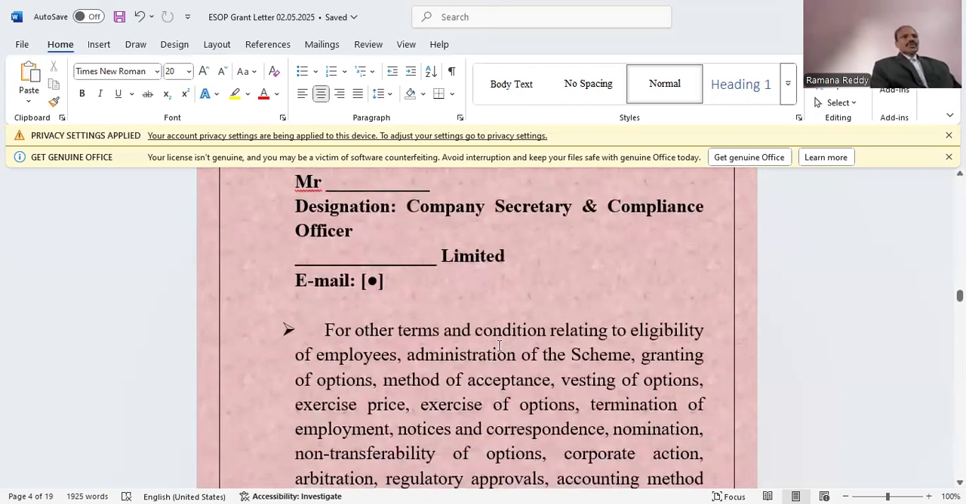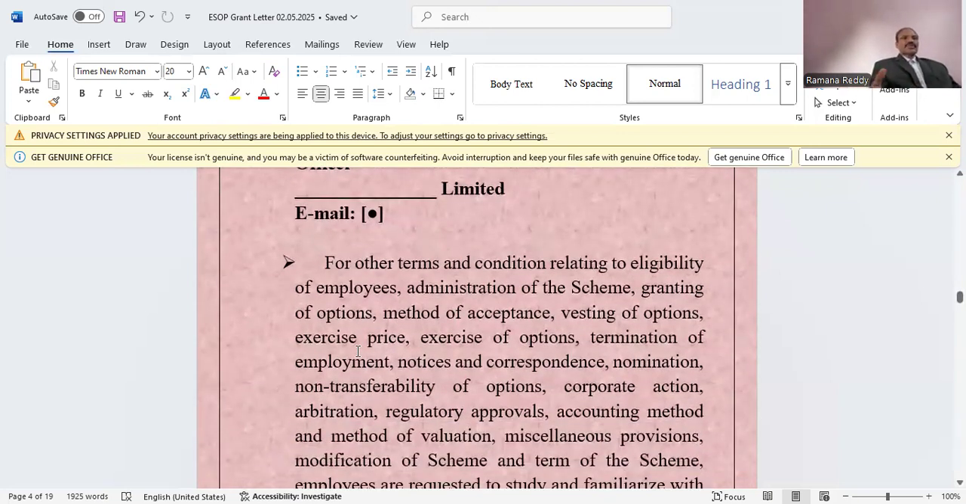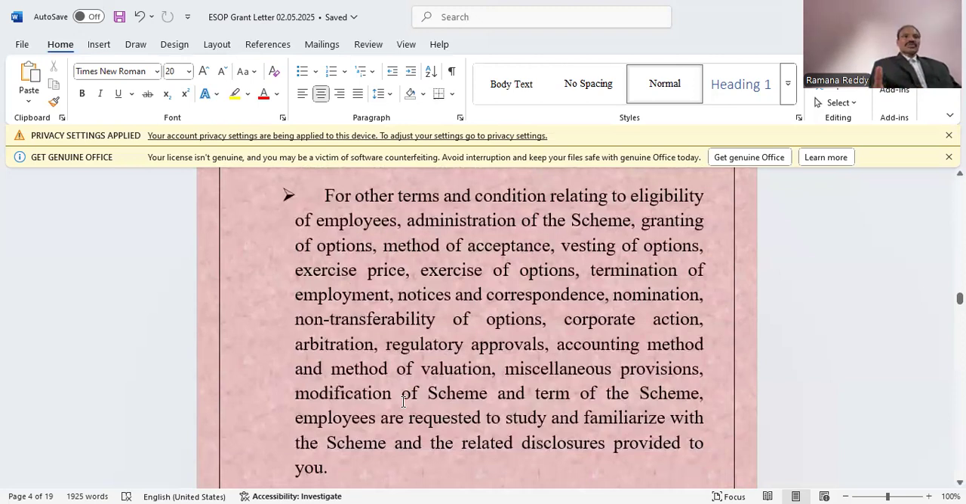NRC. For other terms and conditions relating to the eligibility of employees, administration of the scheme, granting of options, method of acceptance, vesting of options, exercise price, exercise of options, termination of employment, notices, correspondence, nomination, non-transferability clauses, corporate actions, arbitration if any issues come, regulatory approvals, accounting method of valuation, miscellaneous provisions, modification of scheme, and terms of the scheme, employees are requested to study and know all these terminologies and clauses, and to familiarize themselves with the scheme.